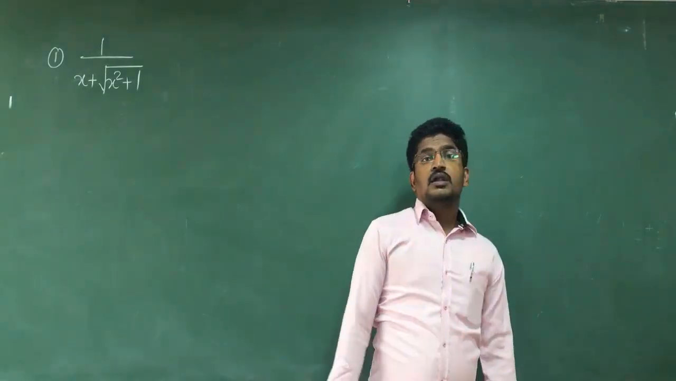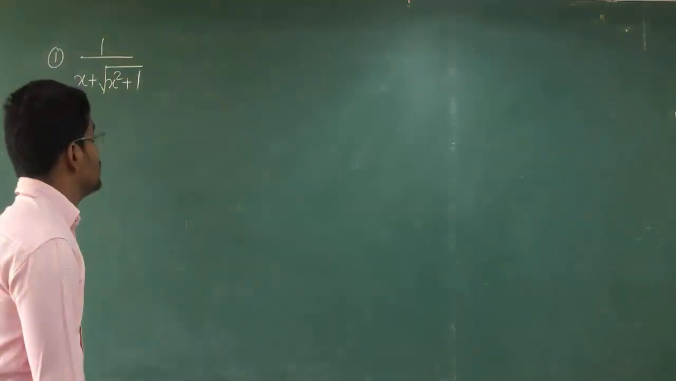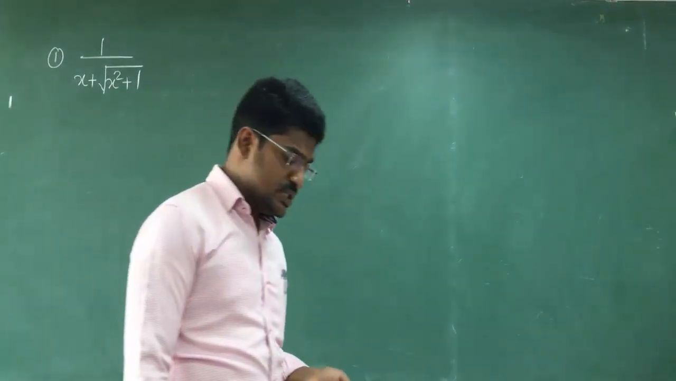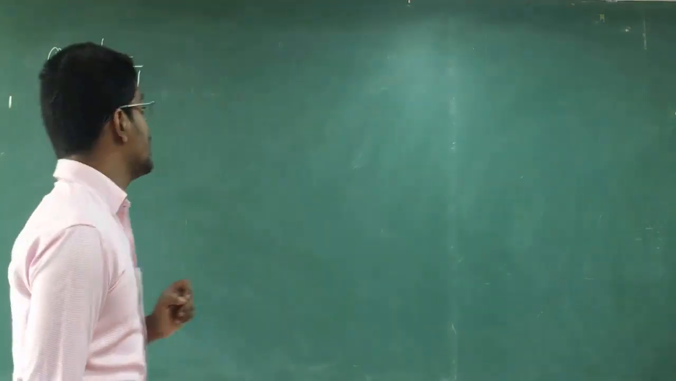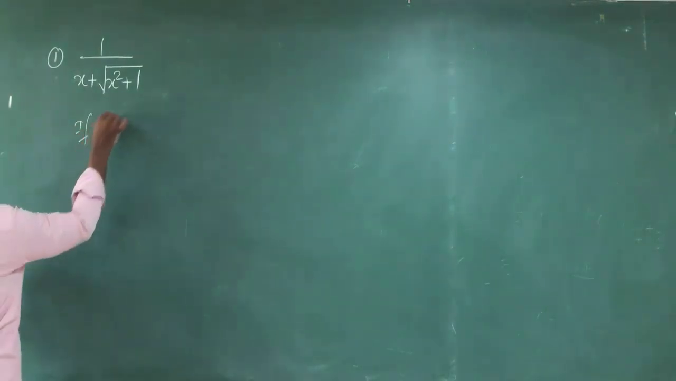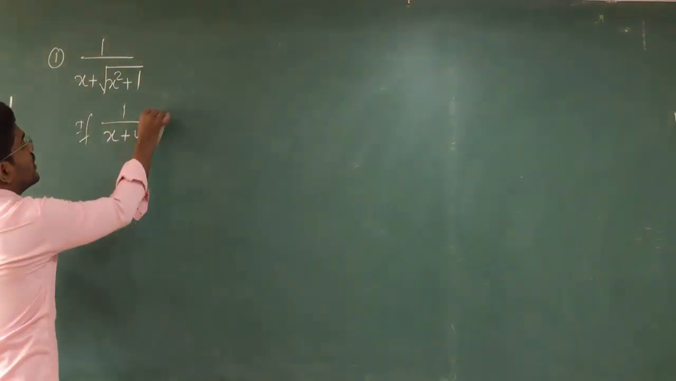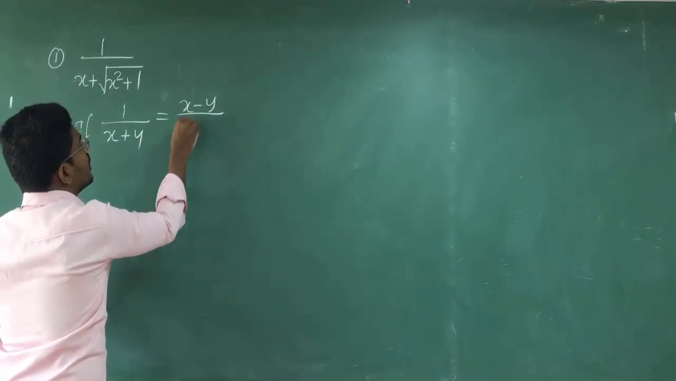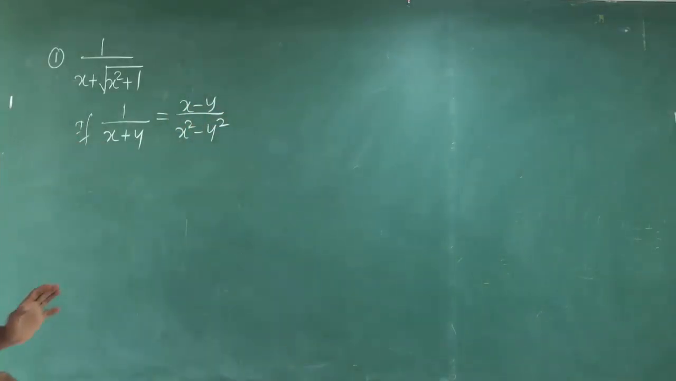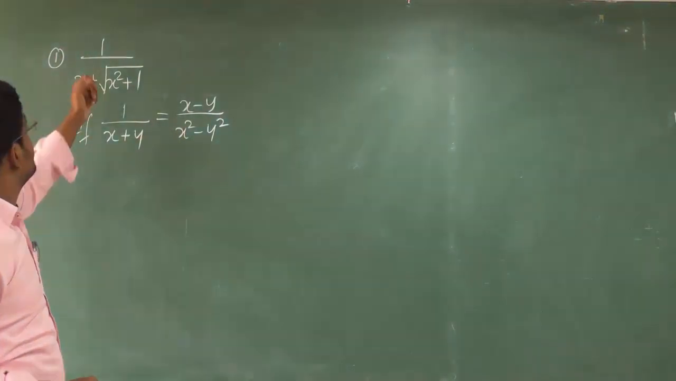Okay, students. So now let us solve 1 by x plus root of x square plus 1 by the rationalization method. Clear? So as I said, one of the formulas is, if 1 by x plus y, what are you going to write for the formula? 1 by x plus y will be equal to x minus y divided by x square minus y square. This is our formula. This thing you have to remember. Clear? If you remember this, then it will be very easy to solve this.